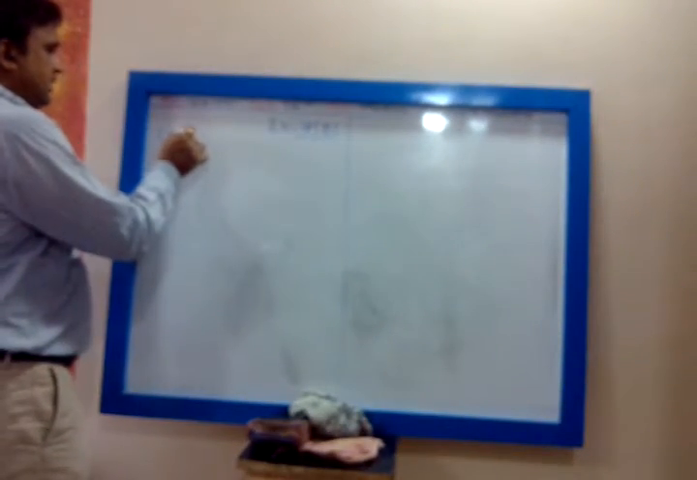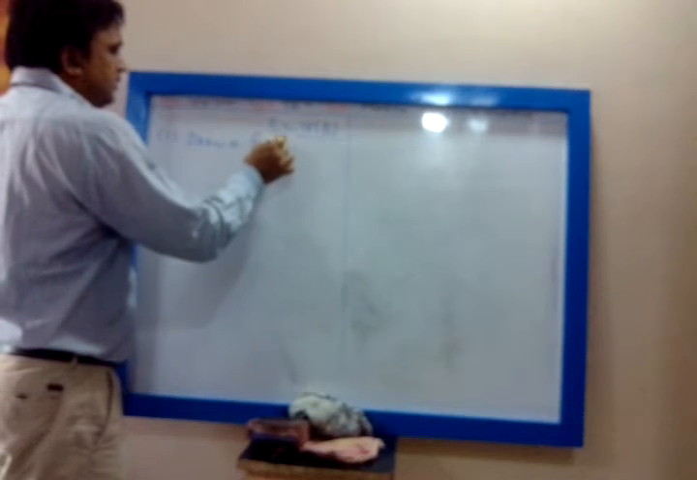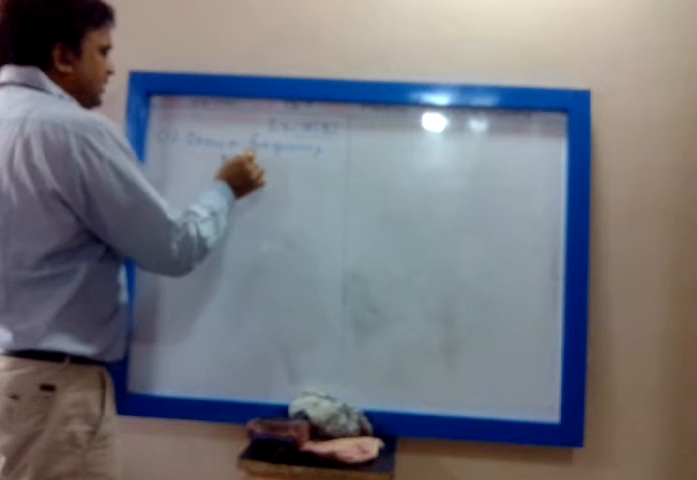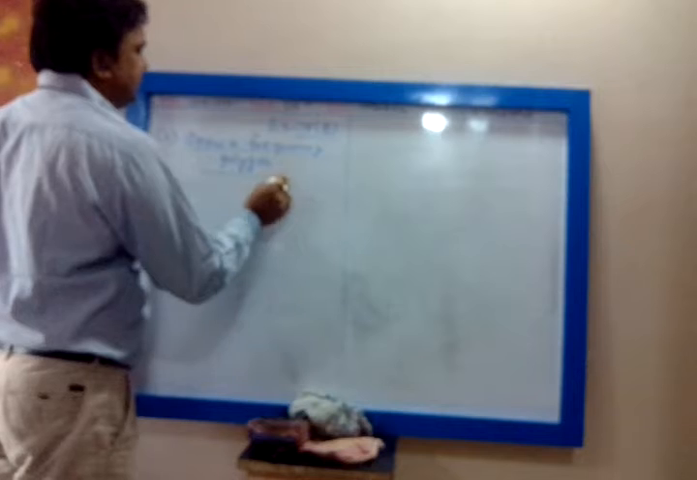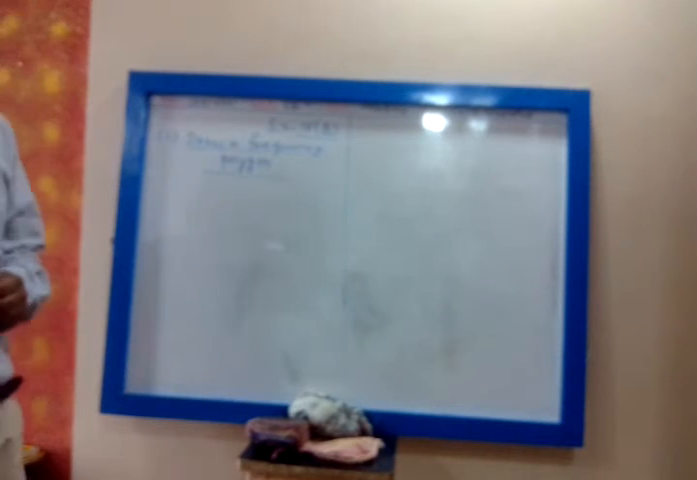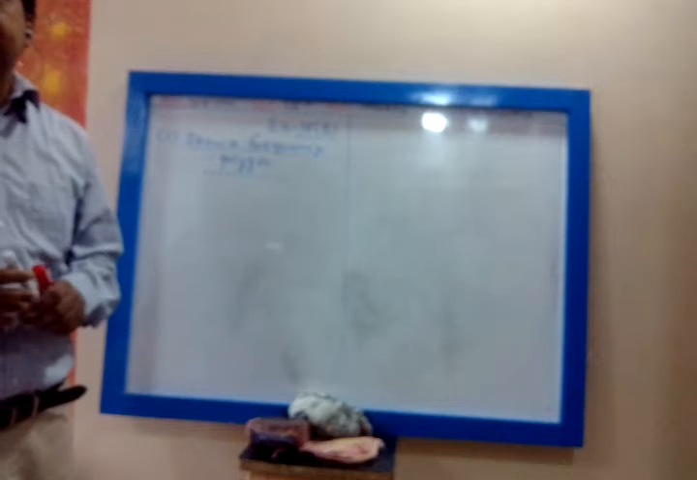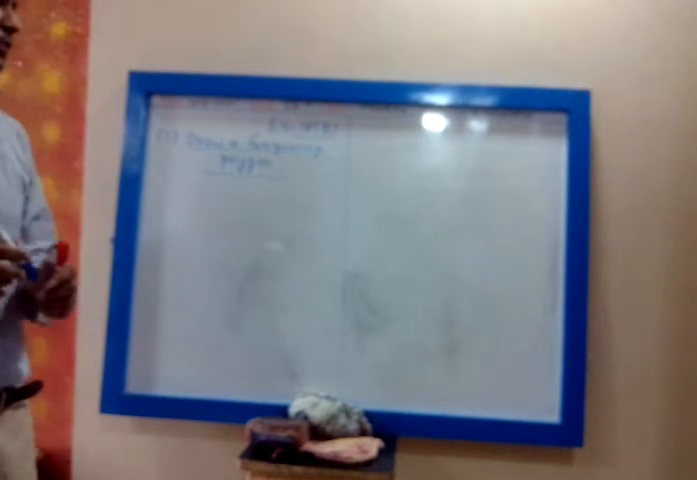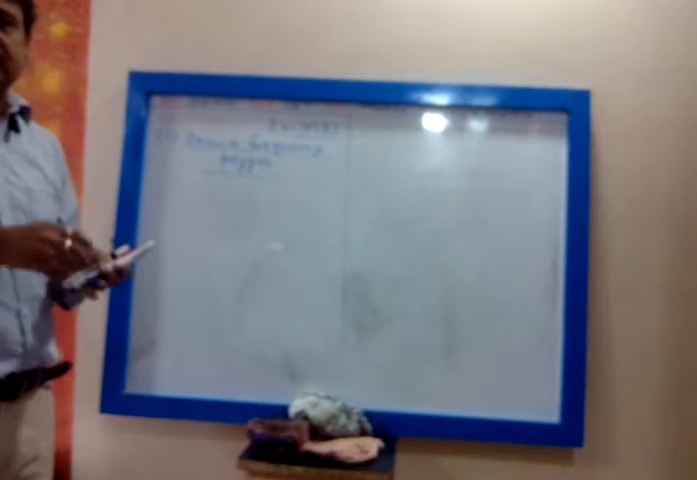Draw a frequency polygon. Here for a frequency polygon you need the concept of class mark. How do we find a class mark? Lower limit plus upper limit divided by 2. So for a frequency polygon you should first find the class mark.